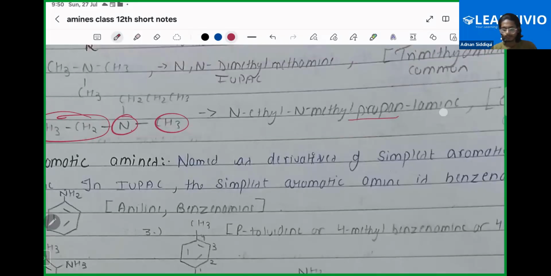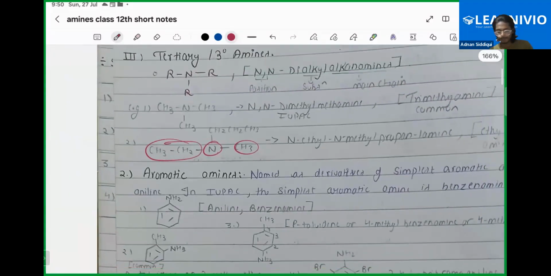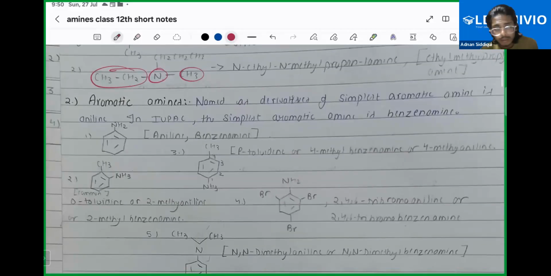Sir, out of the side chains, will the longest one come in front? No, no. For the side chains you will use alphabetical order, like whichever comes first alphabetically. Okay, sir. Right? Is it making sense? Okay. So now let us try to answer some aromatic amines.